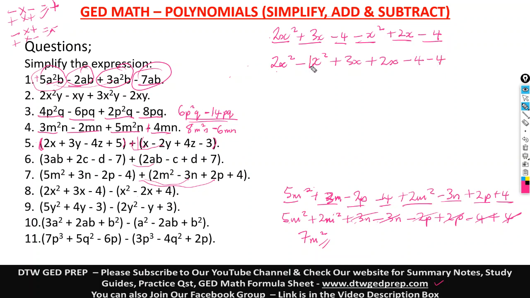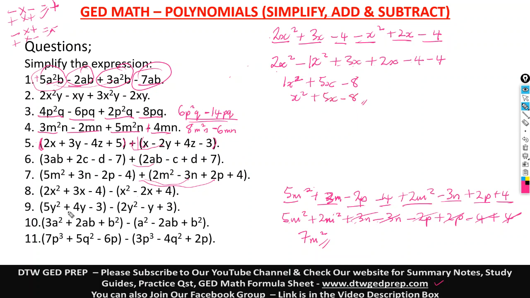So here, this is an invisible one here. So that is positive 2 minus 1. We're subtracting. So 2 minus 1 is a 1. And the sign will take positive since 2 is positive. So we have 1x squared. Here, this is positive 3x, positive 2x. So we're adding. So that will give us 5x. Here, this is negative 4, negative 4. We are going to add. And that will give us 8, and the sign will take negative. Okay, the signs are the same, so it will take negative. So our final answer here will be x squared plus 5x minus 8.